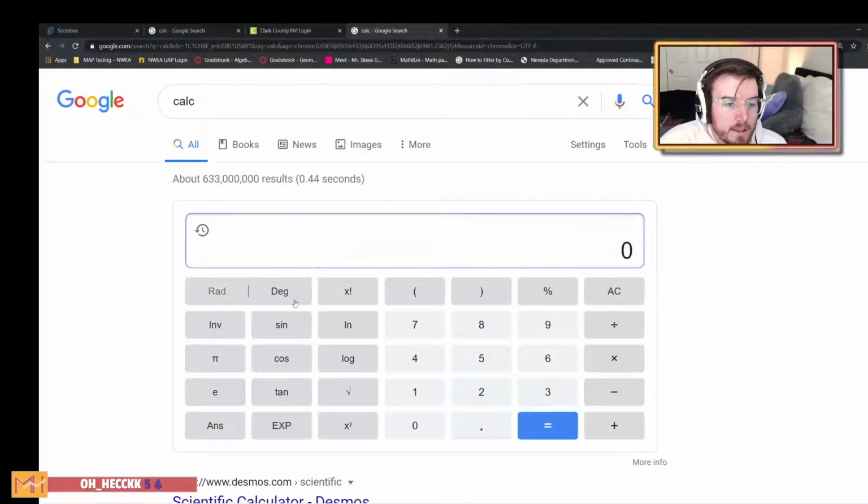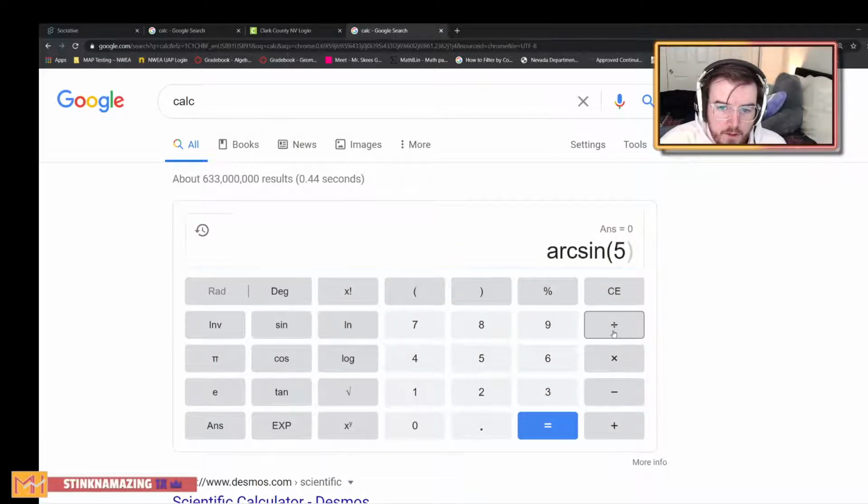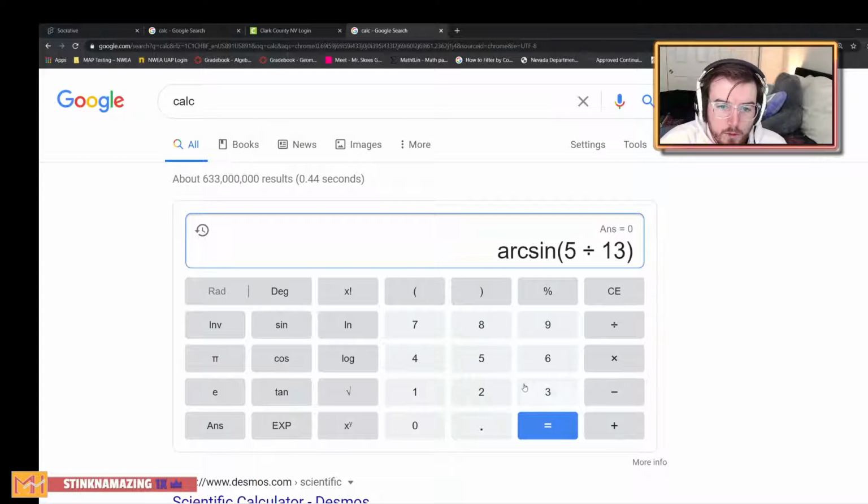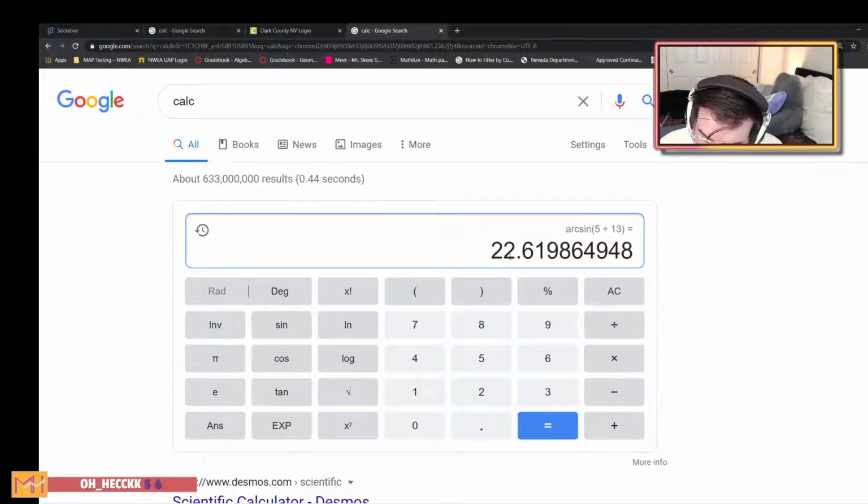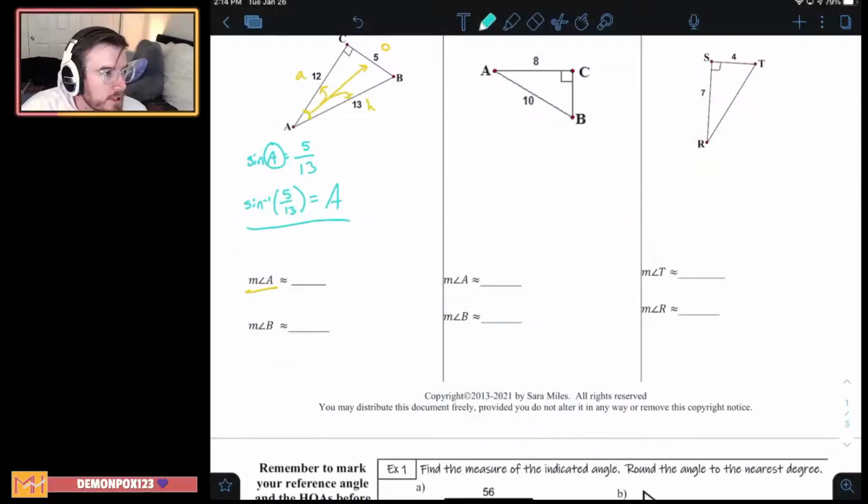And we just plug that into a calculator. Make sure you're in degree mode. And then if you click the inverse button on the Google calculator, it gives you these guys. So if we inverse 5 over 13, we get 22.6. And in our directions, it doesn't say how to round. So let's just round to the tenths place, 22.6 degrees.